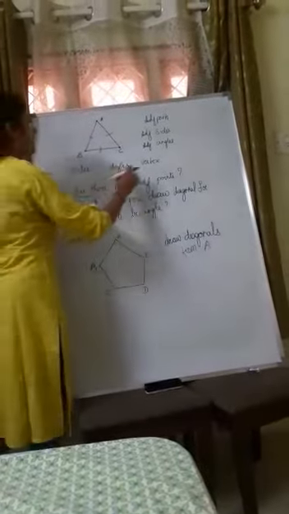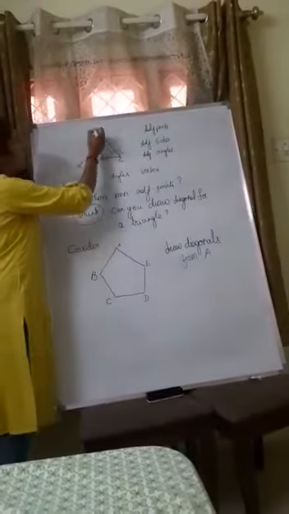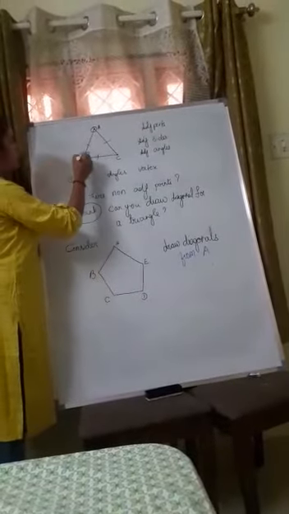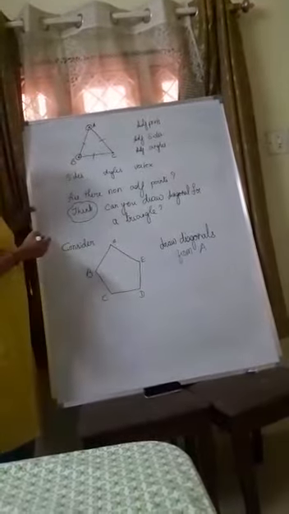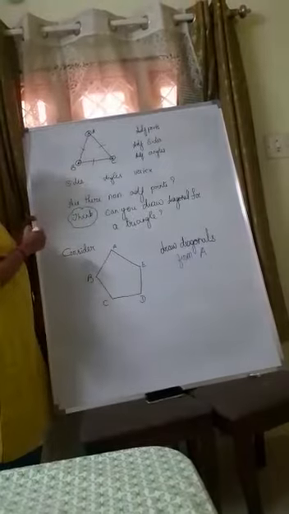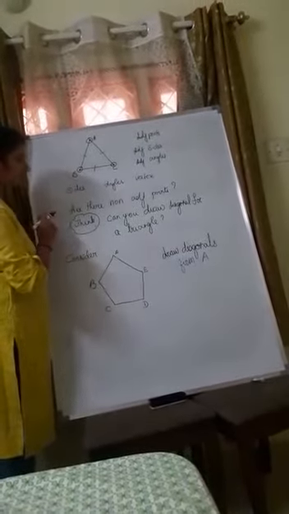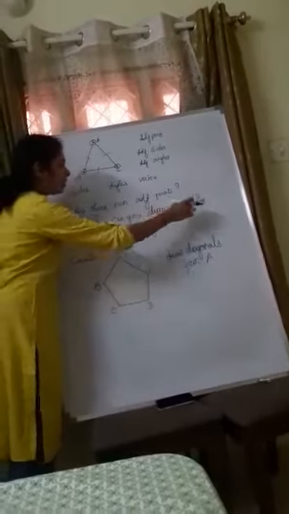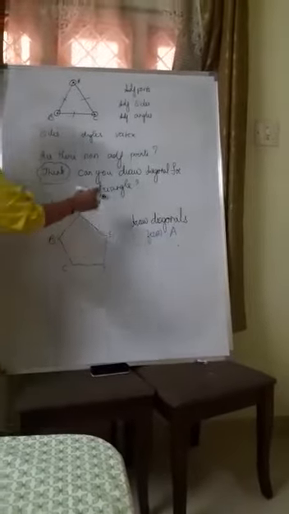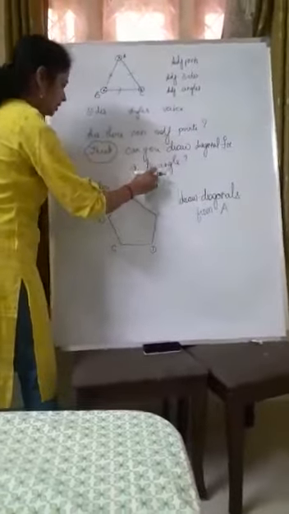Now, are there non-adjacent points? Think. What is the non-adjacent point for this A? No. Do you have a non-adjacent point for B? No. Do you have a non-adjacent point for C? No. If non-adjacent points are not there, then can you draw a diagonal for a triangle? No, you cannot draw. So, a diagonal cannot be drawn for a triangle.